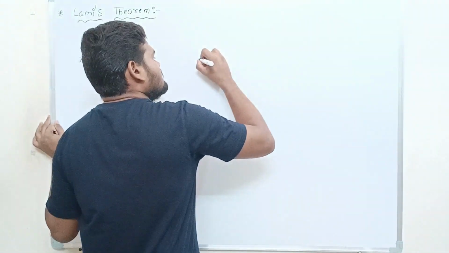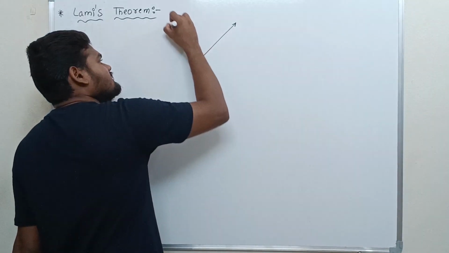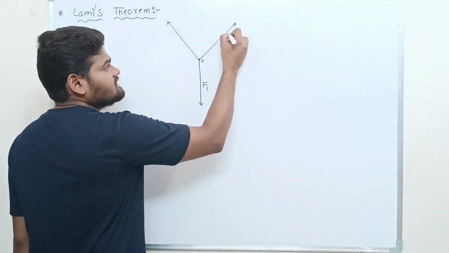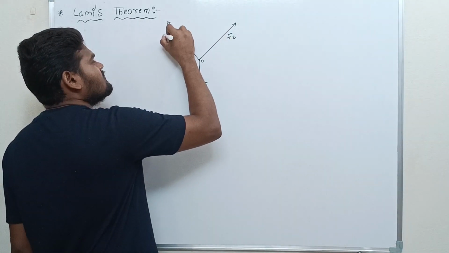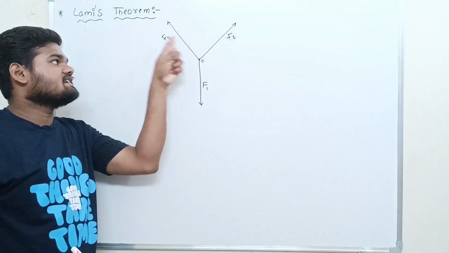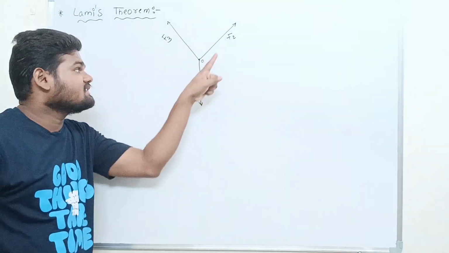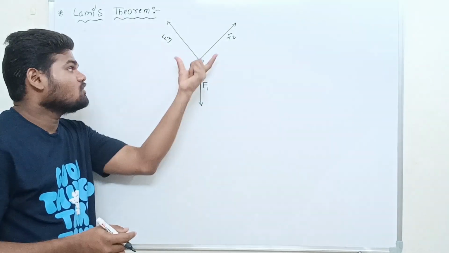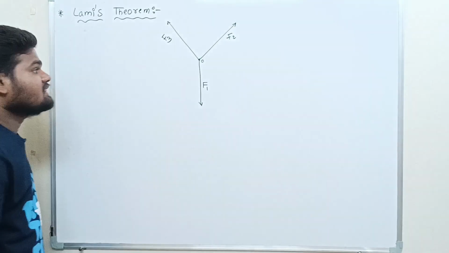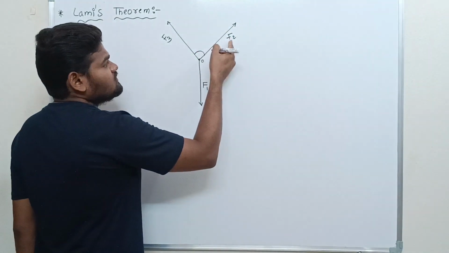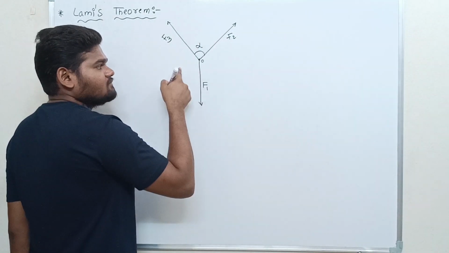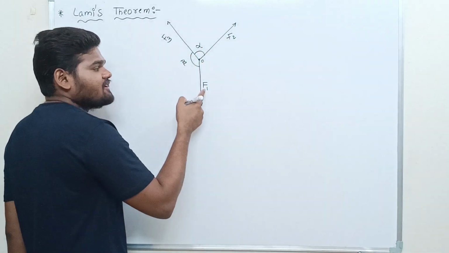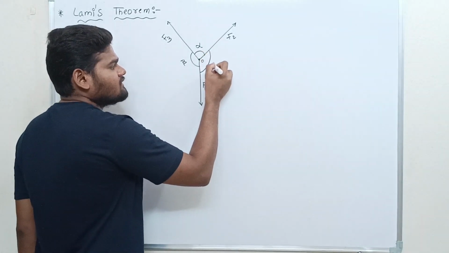Now the three forces, let us say this is a force F1, this is a force F2, and this is a force F3. These three forces are acting on that particle to keep it in equilibrium. Then have a look, the angle between these two forces F2 and F3, let us say alpha. The angle between F3 and F1 is beta. The angle between F1 and F2 is gamma.